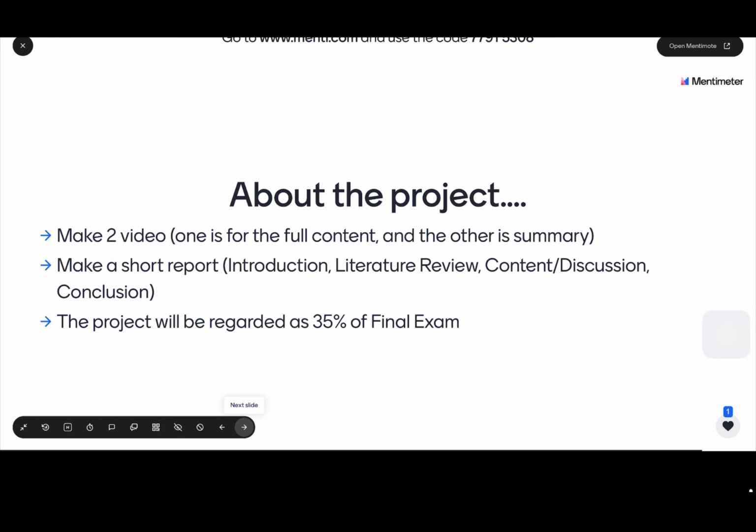And then it will be regarded as 35% of the final exam. So as long as you did this, you will still get at least 35%. Let me rephrase my introduction. I don't want to fail you in this basic math. So as long as you did everything, you should be okay. But try to make this project as interesting as it can be. Try to make it as fun as you can.